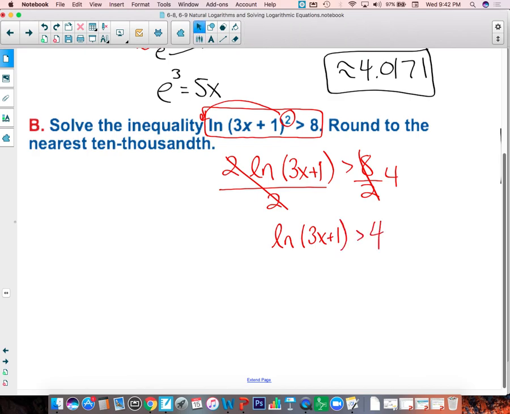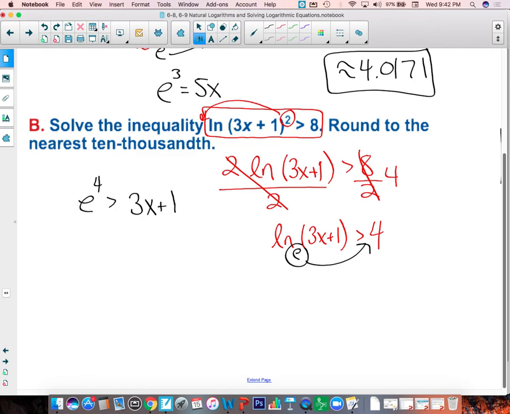Okay, so I have that. That's a base of e. So that means I can turn that into an exponential. So it's e to the 4th, okay, base to my exponent, is greater than 3x plus 1. So now you should be able to see the quick and easy steps here to solve for x. So I'll subtract 1 from both sides. So e to the 4th minus 1 greater than 3x. Divide both sides by 3. All right, and I said greater than before. Remember, you read from the variable. So it's x is less than e to the 4th minus 1 over 3.